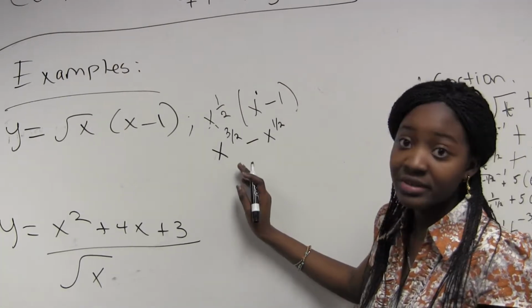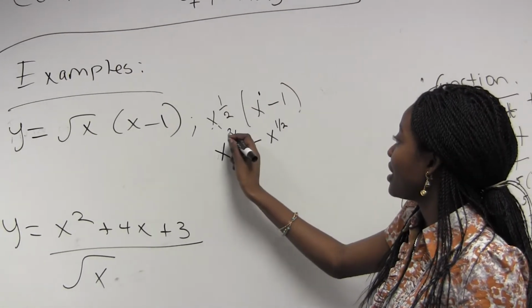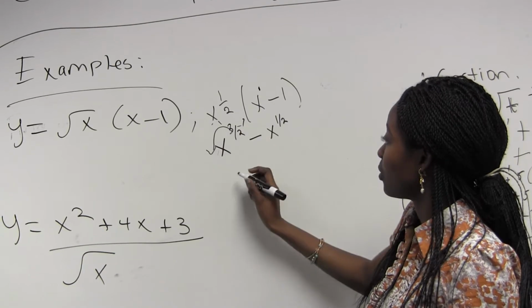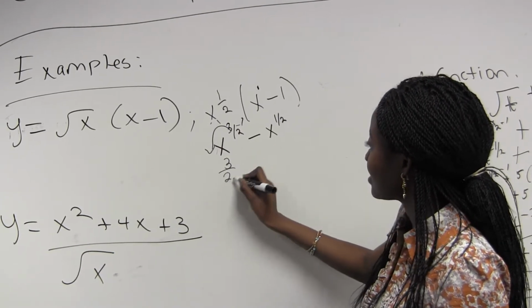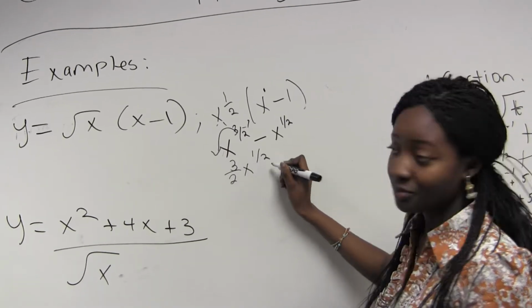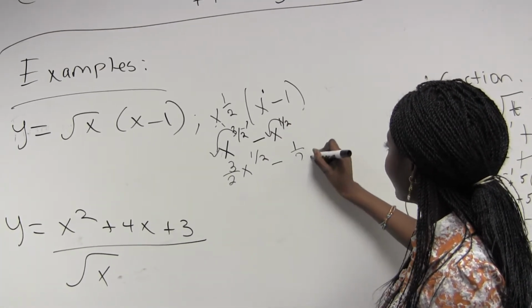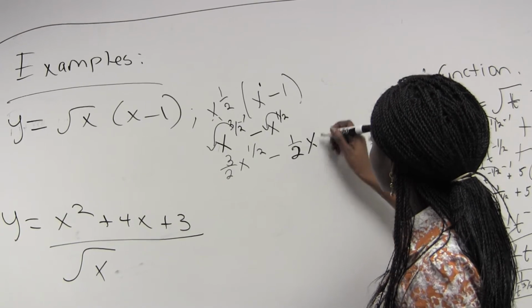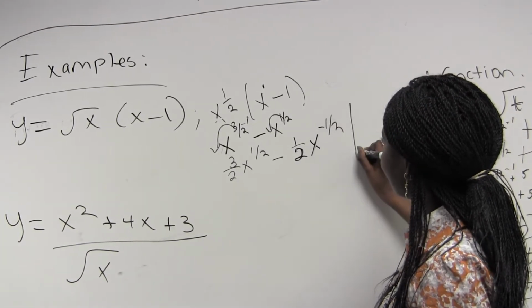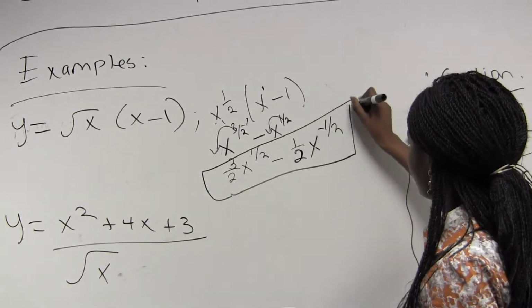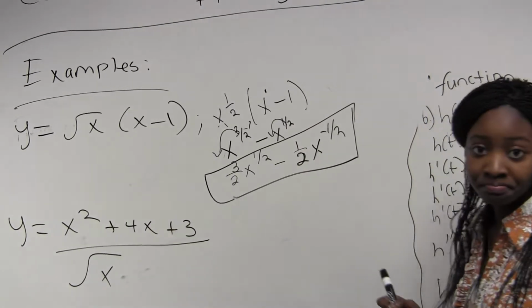Now I'm going to find the derivative of each term. So my 3/2 is going to come down and I subtract 1. So I'm going to have 3/2 x to the 1/2, right? Here my 1/2 is going to come down, so I have 1/2 x to the negative 1/2. And this is the derivative of that function.